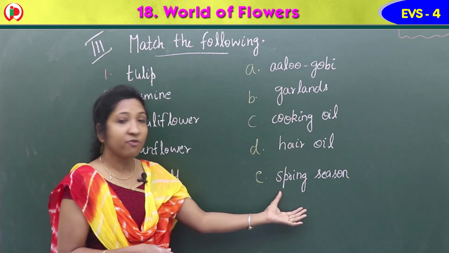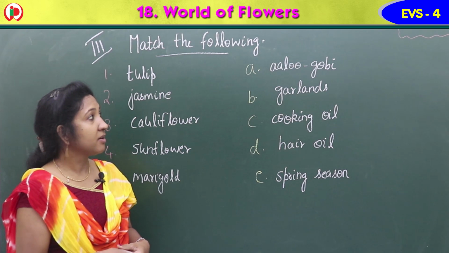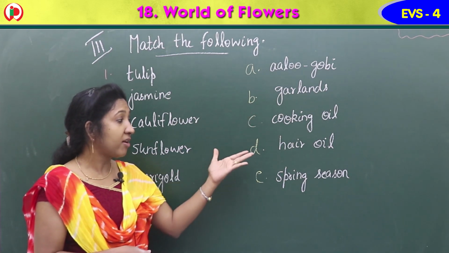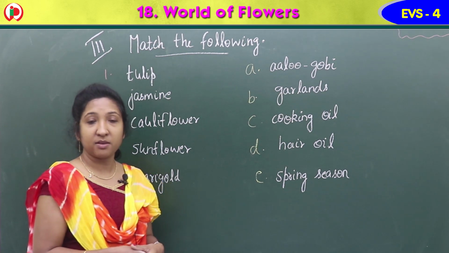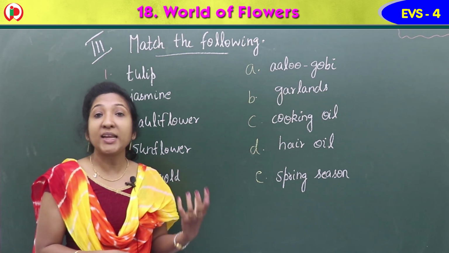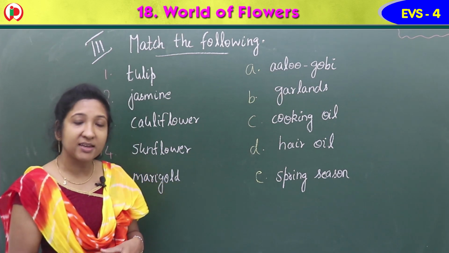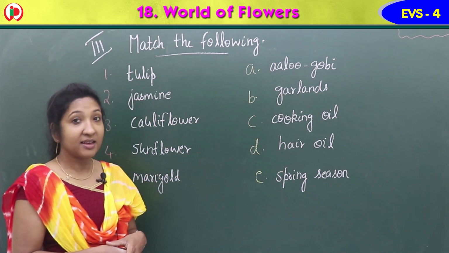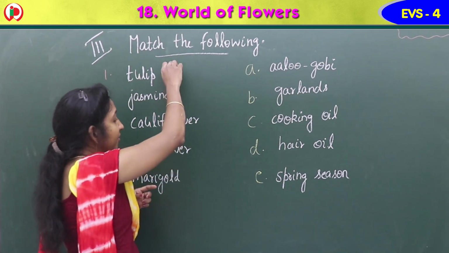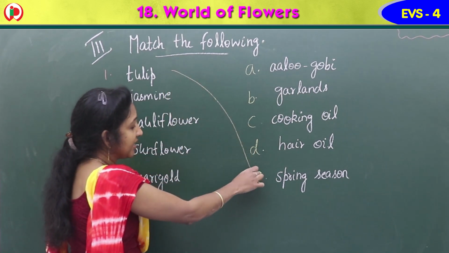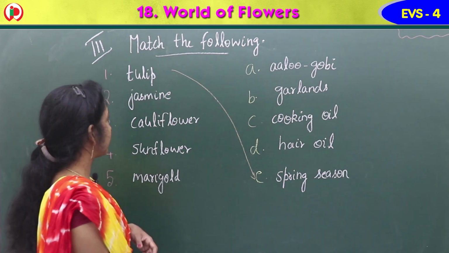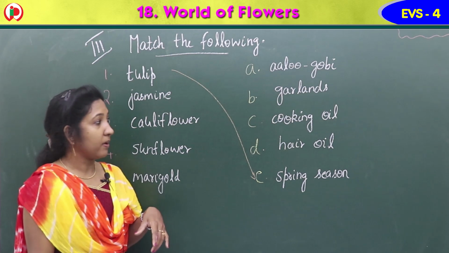Among this, what matches with tulip? Is it aloo gobi? Is it garlands or cooking oil or hair oil or spring season? Tulip is a flower that blooms only in a particular season. Which season is it? Yes, it is spring season. So tulip we can join to E, spring season. Okay, yes. Now jasmine.